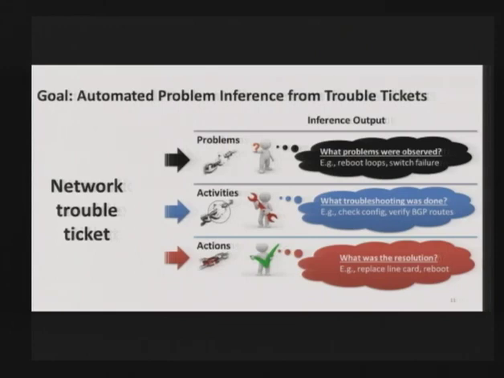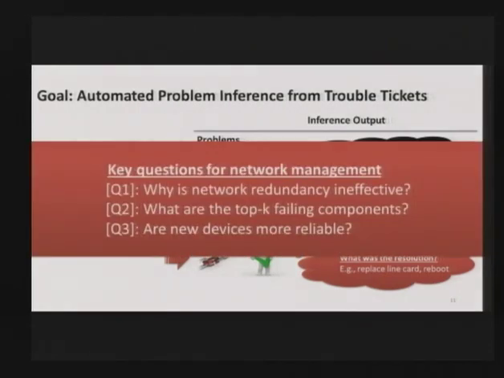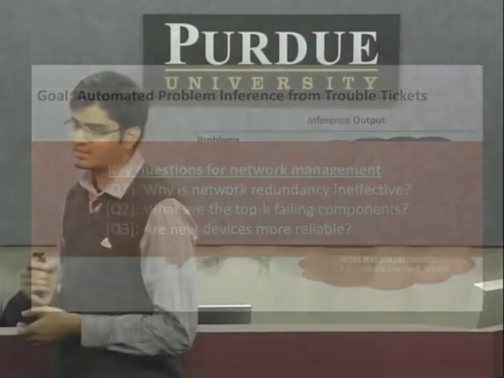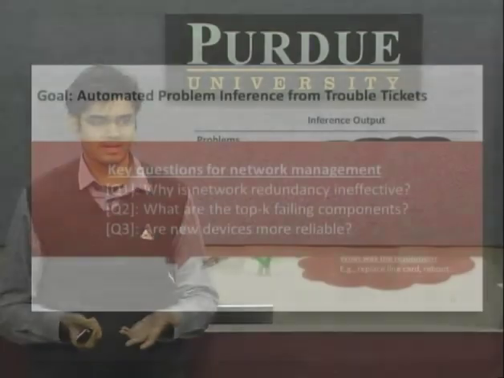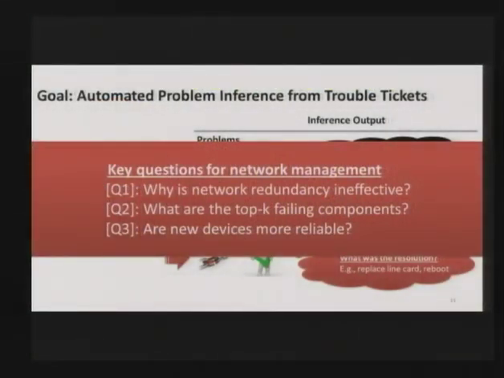The idea is that having these as building blocks, we want to answer higher order questions. Our first question concerns redundancy, which is a common technique used to mask failures. Why does it fail? Was it due to misconfigurations, or was it humans making errors? Our second question is, what are the components that fail frequently within routers and switches? Is it network cards like I was mentioning, or is it memory, or is it software, which is the main culprit? And finally, are new devices more reliable?